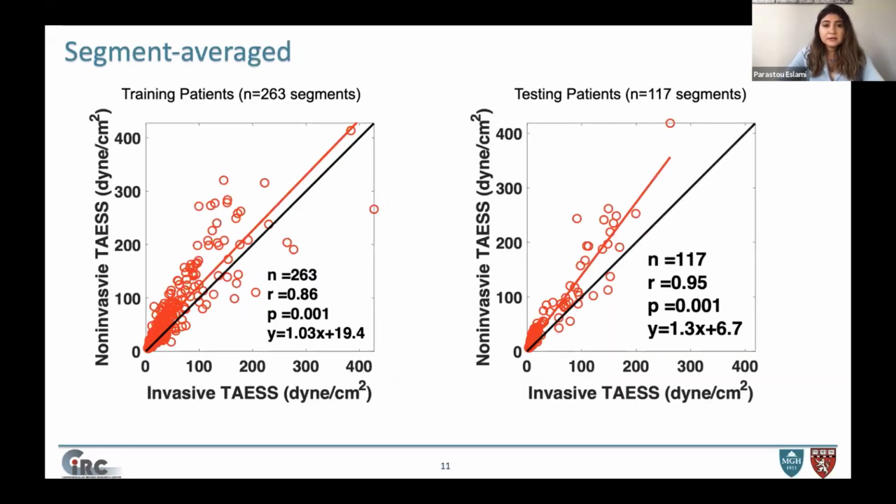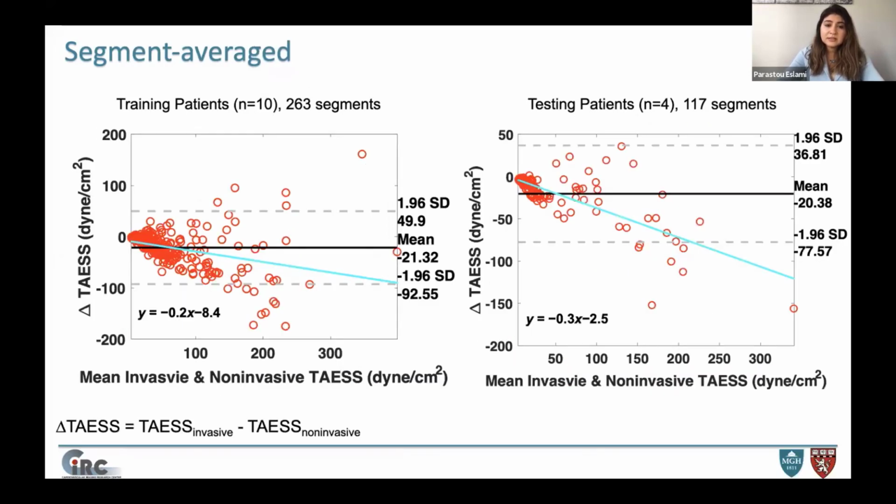Now, here's the cumulative results looking at the segmented averages with a very high correlation between our training patients and testing patients. And looking at the blinded unknown patients, as you can see, there's a systematic overestimation of shear stress based on non-invasive imaging, but the categorical values and also the correlations remain really high.